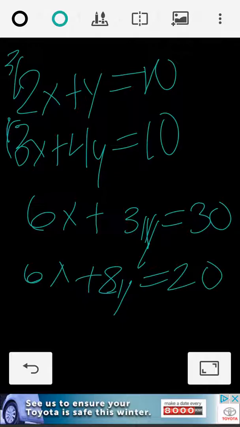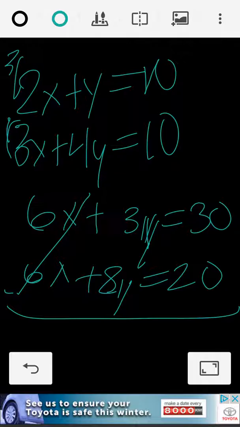Now I'm going to subtract. During these, you can add or you can subtract. It's totally up to you, but you'll sometimes need to pick and choose because one or the other may not work. So I'm going to subtract: 6x minus 6x, that's gone, that's out of the way. And then we have 3y minus 8y, that's negative 5y. 30 minus 20 gives you 10, equals 10. So negative 5y, since it's multiplying the y, you're going to divide it.